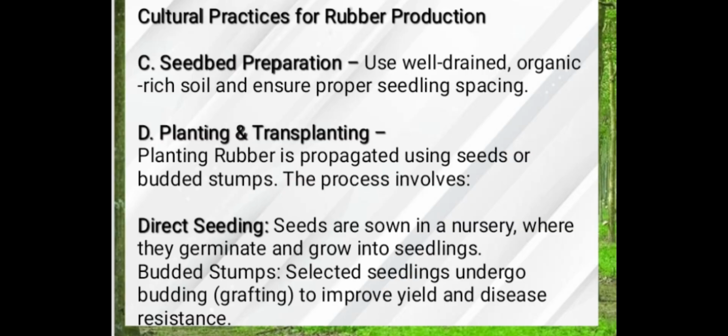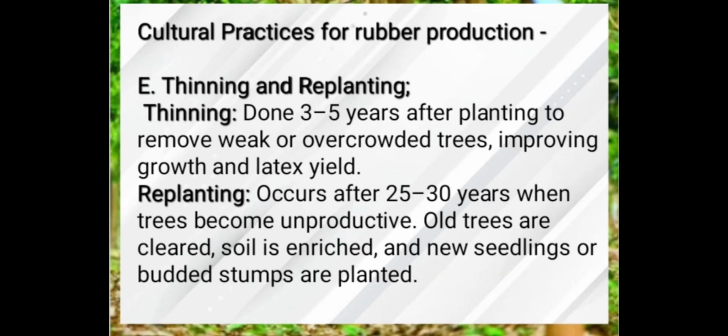Then planting and transplanting. Planting: rubber is propagated using seeds or bud stump. The process involves direct seeding. Seeds are sown in a nursery where they germinate and grow into seedlings. Bud stump: selected seedlings undergo budding, grafting to improve yield and disease resistance.